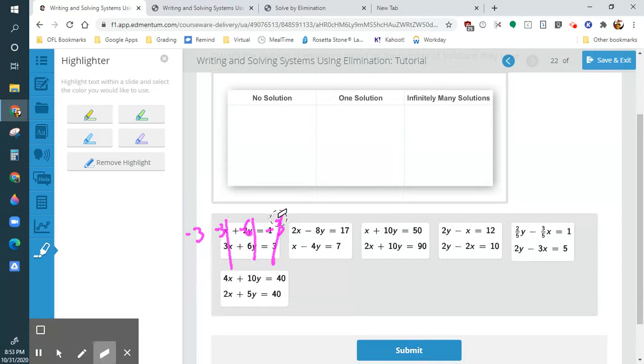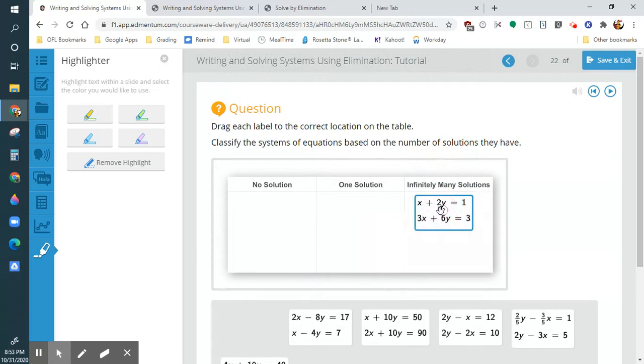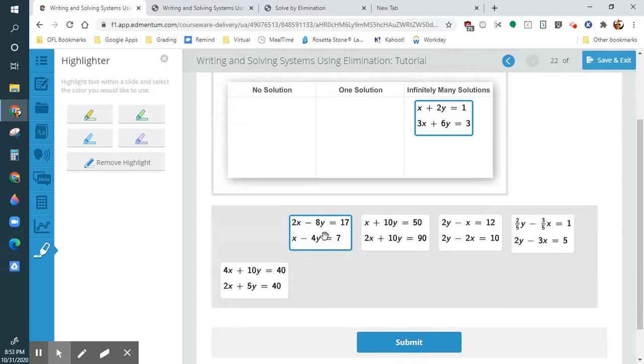So that means that this is the exact same line. I have the same number equal to itself. So I'm just going to move this over to infinitely many solutions. Now for this one, I'm going to multiply it by 2.